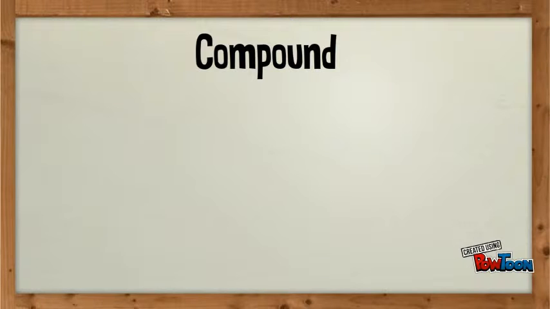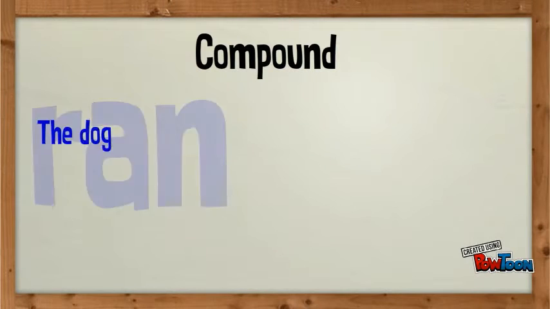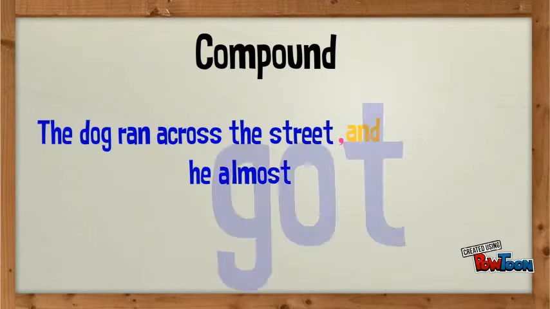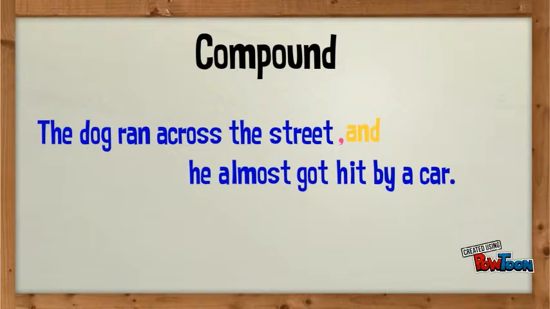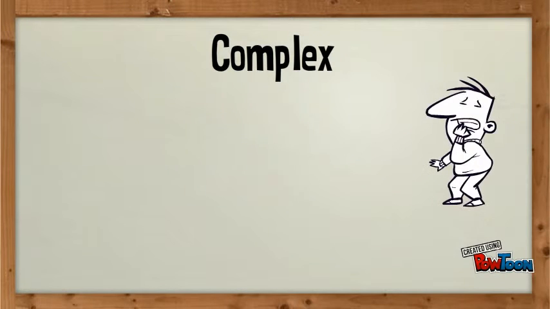Here's an example of a compound sentence. The dog ran across the street, and he almost got hit by a car. The first independent clause is, the dog ran across the street. The second is, he almost got hit by a car. There's a comma right before the conjunction, and. This is where the sentence structure gets more complex. It is in the name.